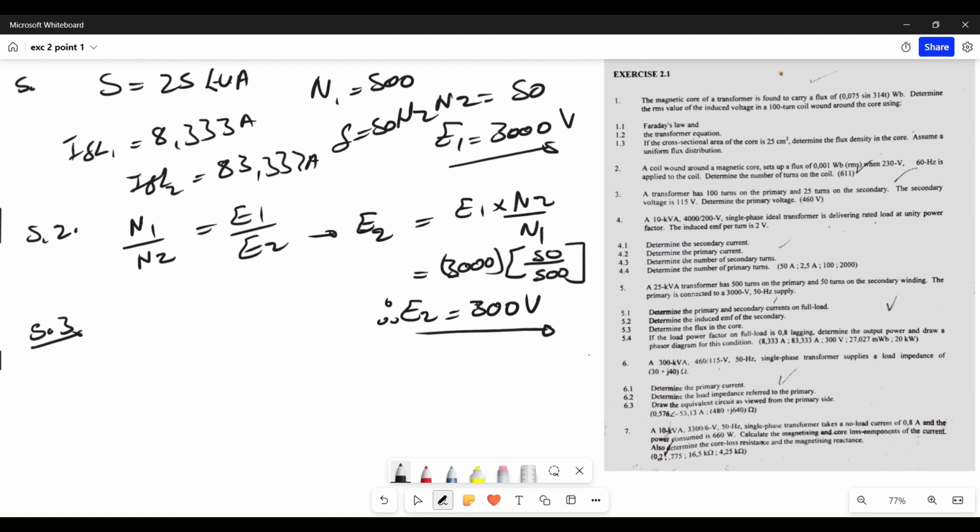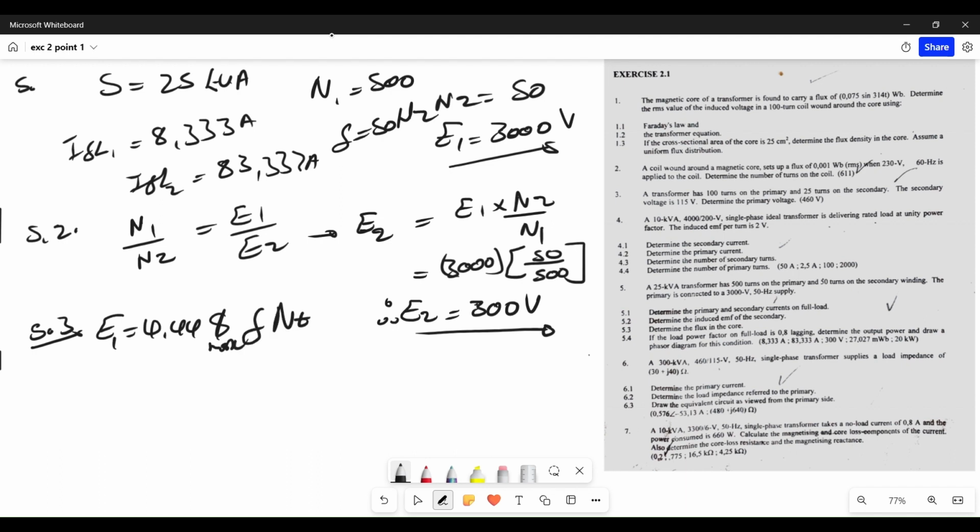Okay, so we can move to 5.3. 5.3 says determine the flux in the core. It's up to you whether you determine the flux in the core using E1 or using E2. Either way, it's going to give you the same answer, so we can prove that. Remember, the EMF equation is always handy.